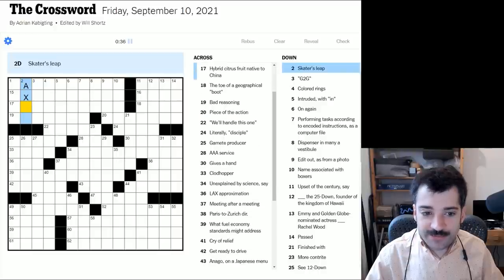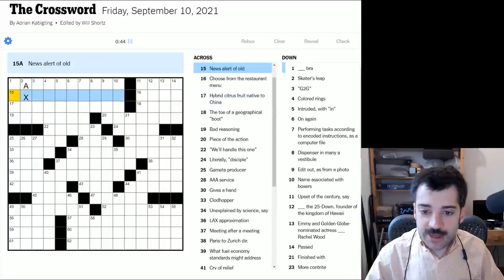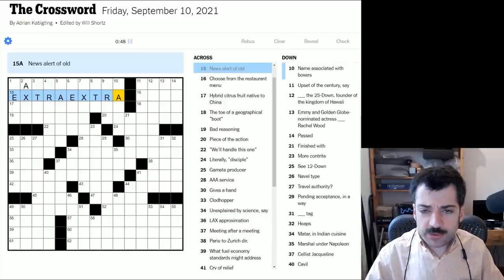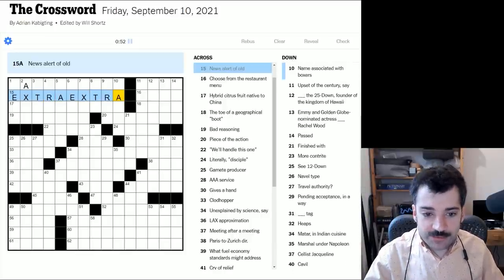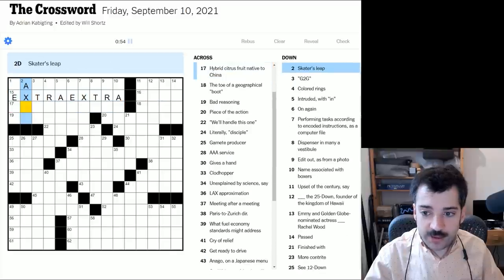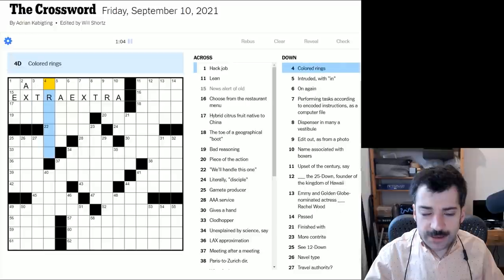I always forget if the skating term of axle is L-E or E-L. Let's put X in there and see if that helps here. News alert of old. Could be extra, extra, sort of a newspaper boy on a corner, stereotypically yelling extra, extra. That would be helpful if that were true. That would get us a lot of crosses. G2G. Got to go, I suppose. Not really sure what that's getting at entirely.